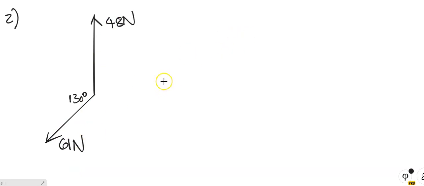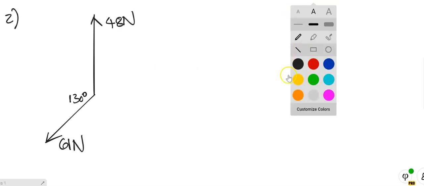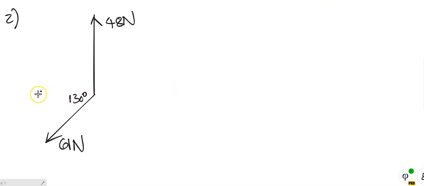Where do we expect the resultant to act? What's the definition of the resultant? The resultant is the single force which can replace the effect of the other forces acting. So we expect it to act somewhere that way. If we get a force acting this way or that way or that way, we know it's going to be wrong. Right. First thing I'm going to do, I'm going to draw in my north, south, east axis. I'm going to draw it in like so.